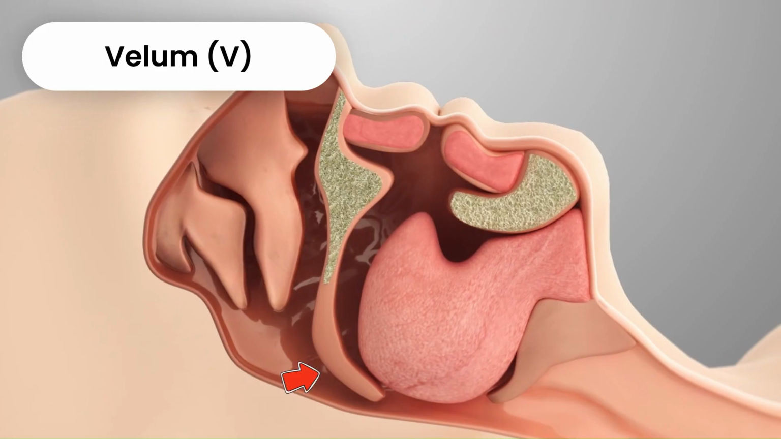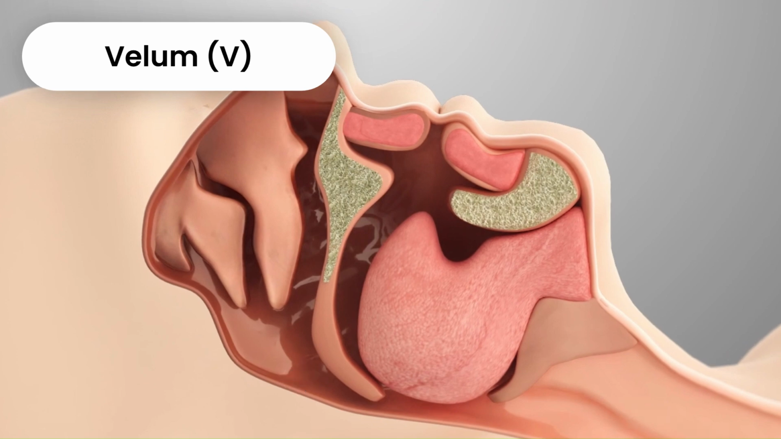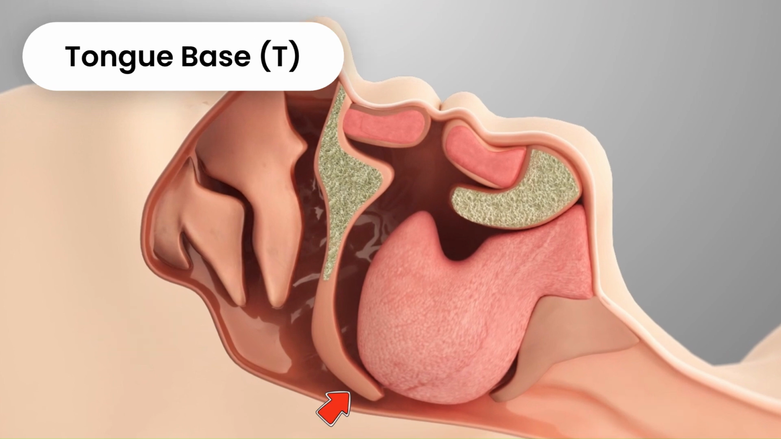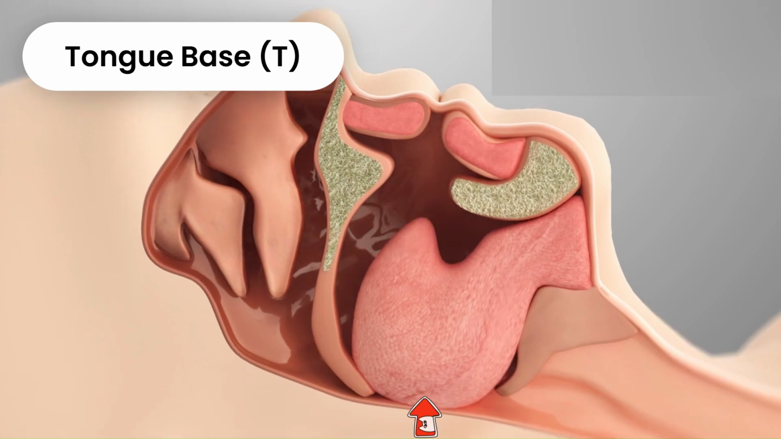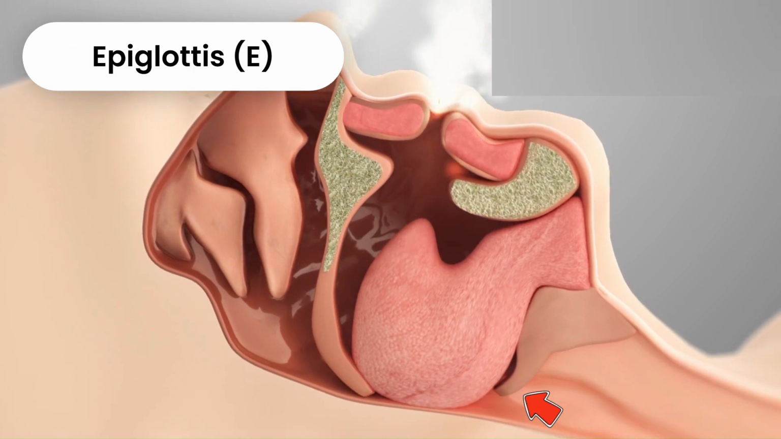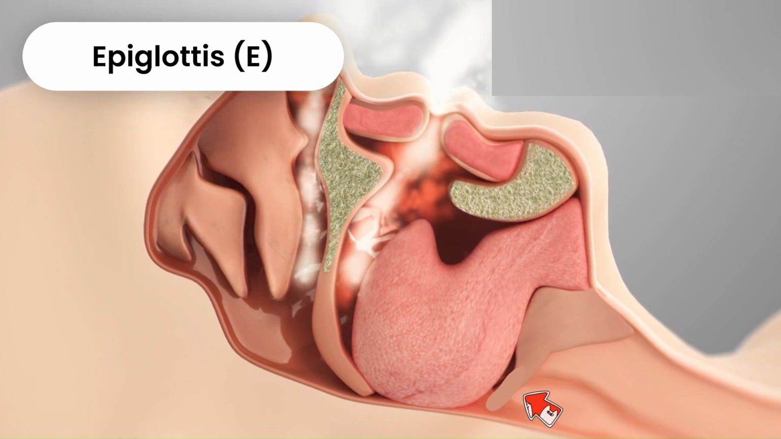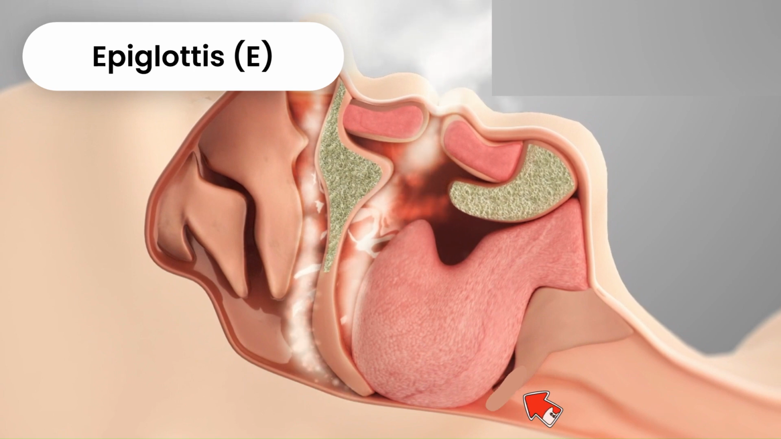These include the velum, soft palate, a common site of collapse leading to snoring. Oropharynx, the side walls of the throat that can narrow and restrict airflow during sleep. Tongue base, if the tongue falls backward, it can obstruct breathing. Epiglottis, it collapses from a long, floppy structure, increases airflow resistance, and reduces CPAP compliance.